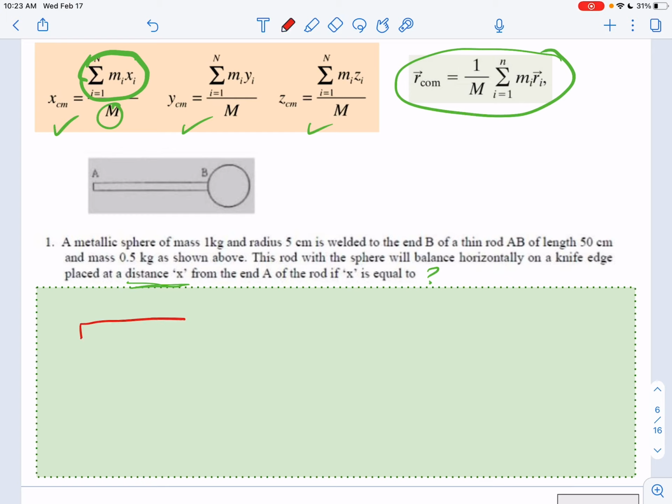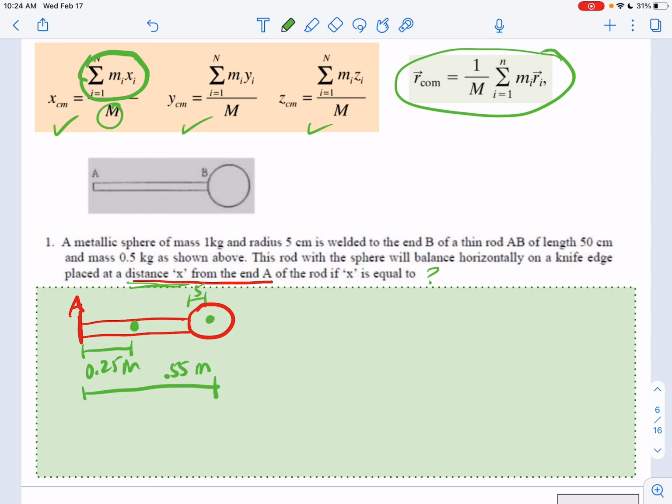All right, so all you have to do is figure this out. It wants to know the distance from end A. So we have to see what we've got here. We have this rod, which would have its weight act at its center, which is 25 centimeters away, because the whole thing is 50. Then this sphere would act at its center, which would be 55 centimeters away, because the rod is 50 and the radius was 5.